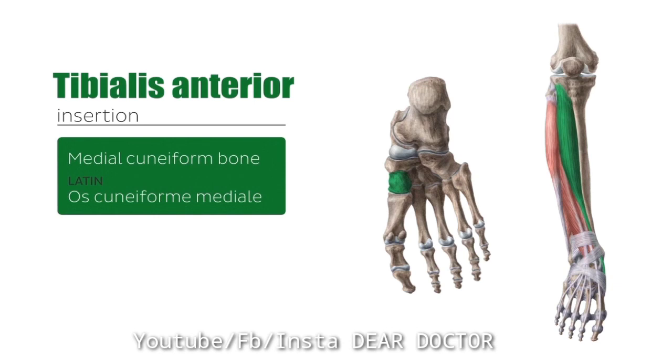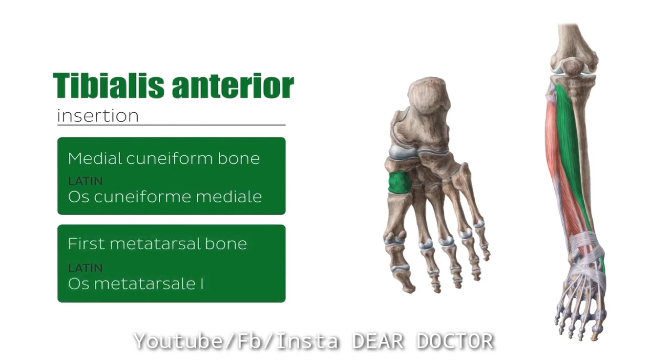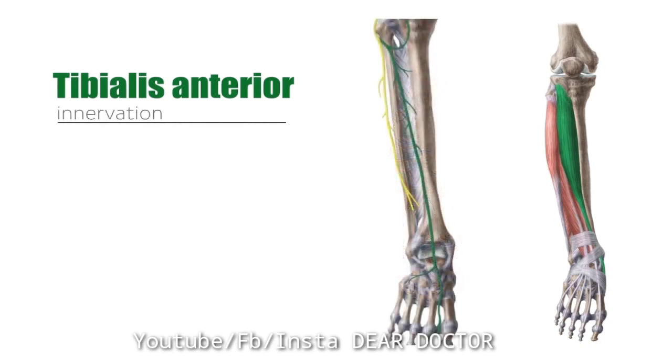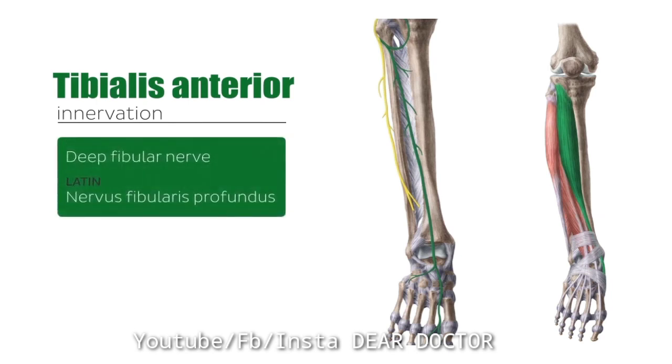Another insertion point for the tibialis anterior will be the first metatarsal bone, which is this bone that you can see right here on this image, and will serve as an insertion point for this muscle. When it comes to the innervation of the tibialis anterior, it happens thanks to this structure now highlighted here on the left side in green. This is the deep fibular nerve, which is a branch of the common fibular nerve coming from the sciatic nerve, and it will be innervating the tibialis anterior.